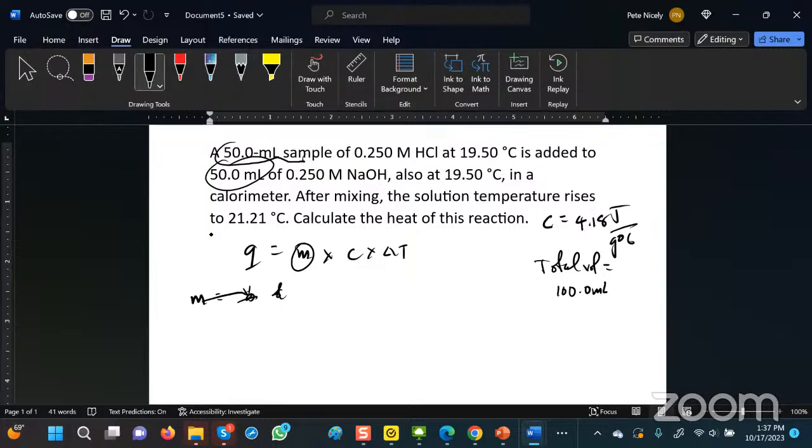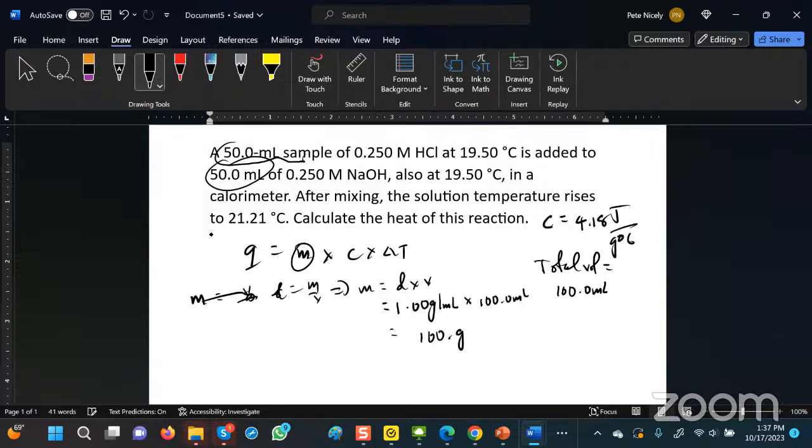We know that density is equal to mass over volume. So therefore, the mass is equal to the density times volume. Now, again, we can assume that the density is 1.00 grams per mL, same as water, multiplied by 100.0 mL. So this works out to be 100 grams, all right?